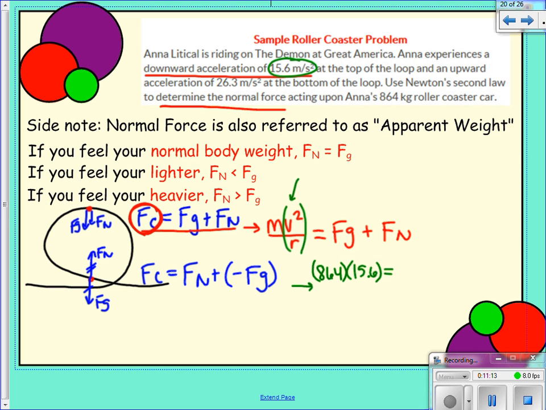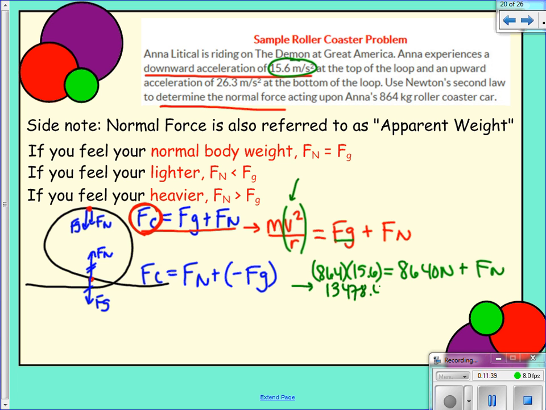So that is equal to the force gravity of the car, which force gravity of the 864 kilogram roller coaster car is just the mass times 10. And so force gravity is going to be 8,640 newtons, and then plus force normal. My normal is what I'm solving for. Okay, so let's go ahead and do that. When I do 864 times 15.6, I end up getting 13,478.4. That's equal to 8,640 plus force normal.